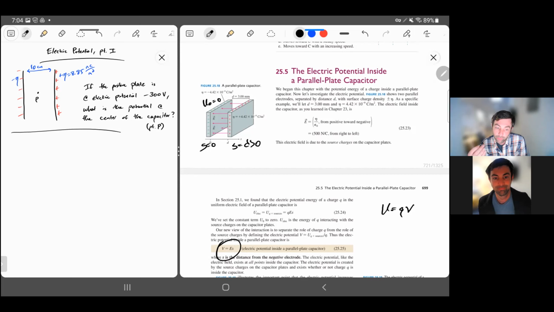And this is why we prefer potential rather than potential energy. It doesn't depend on the actual test charge moving. So the potential is 0 right here, V naught equals 0. And then for any point right here, V equals S times E. And the potential right here would be V equals E times D. So there's higher electric potential at the positive plate as compared to the negative plate.